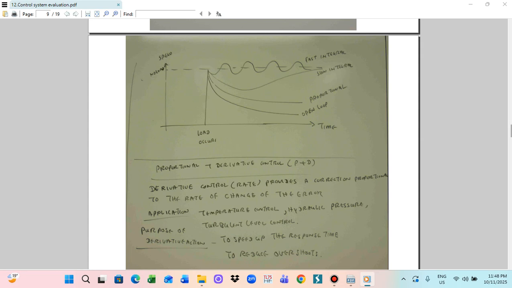So this is open loop control, depending on the load. If you provide a fast integral control, the motor speed will go back to normal. So there are variations, oscillations, and then it goes back to normal. But with a slow integral control, it will take a longer time to step back to normal. The proportional control means that the more load you put, the more the motor slows down.